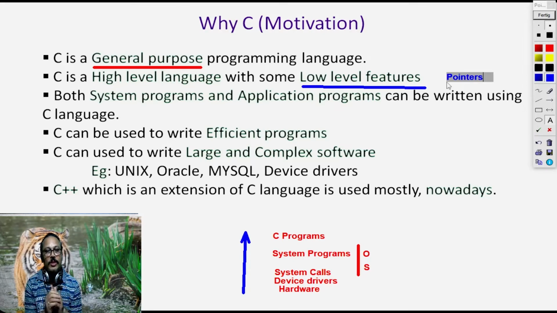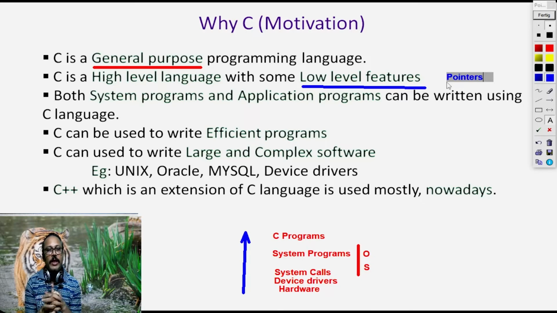Both the system programs and application programs can be written using C language. System programs means compiler, editor, debuggers, etc. And application programs are those which you are going to make use of, for any application, such as student scholarship or student marks calculation. So both kinds of programs can be written.